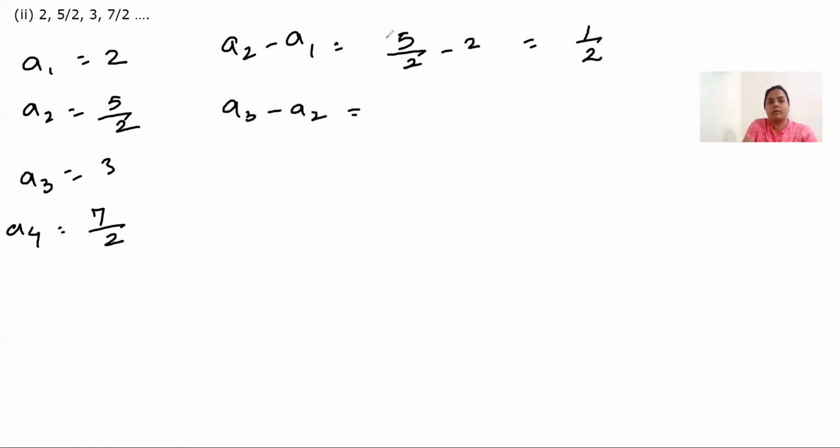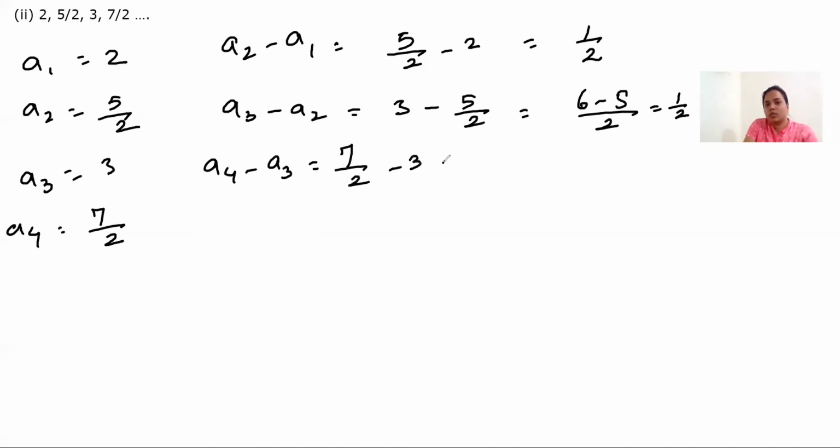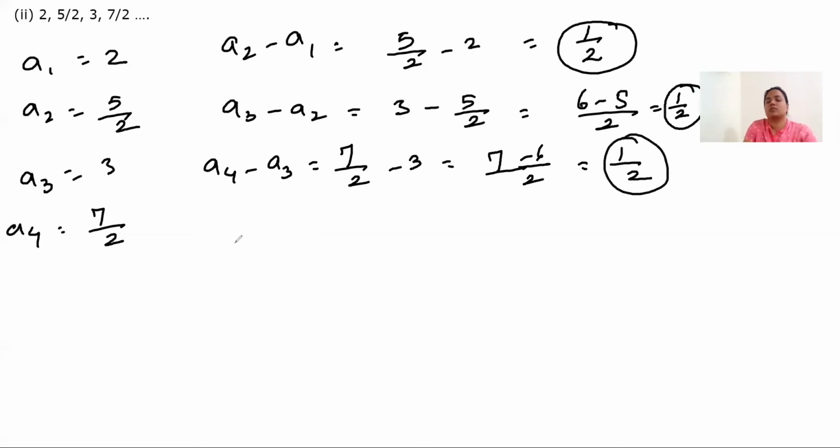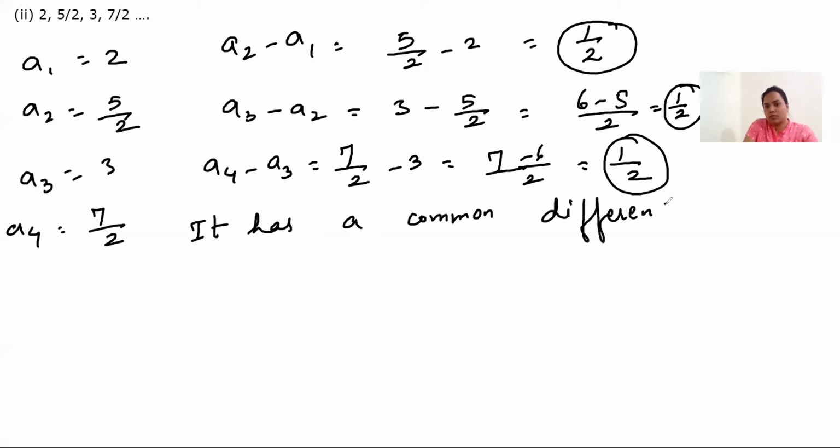A3 minus A2 will be 3 minus 5 by 2. This is equal to 6 minus 5 by 2, 1 upon 2. A4 minus A3 is 7 by 2 minus 3. So 7 minus 6 by 2, that is 1 by 2. So D is same in all three cases. So it has a common difference. So it's an AP.